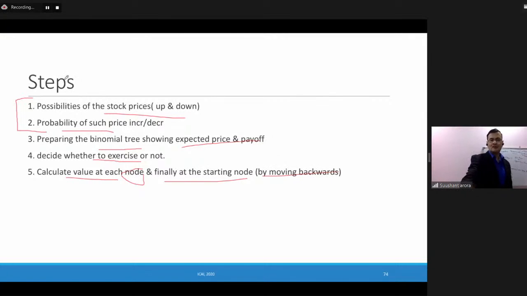And then you have to prepare a tree. How to prepare a tree, I will explain to you. Decide whether to exercise or not, I will tell you. And evaluate each node. ठीक है जी?